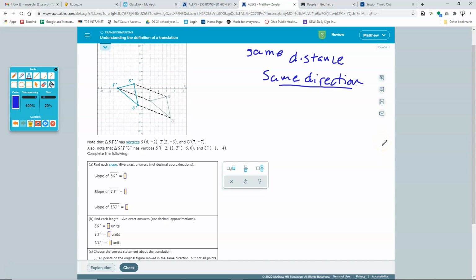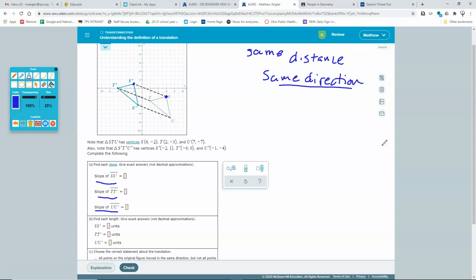So we're asked to find two different things here. We're supposed to find the slope of S prime. So that's the slope of the line that goes from the original point S to the point S prime. So the slope is like the direction, right? So don't waste your time figuring out what the slope of T prime and U prime is, because they're all the same. Just do one.